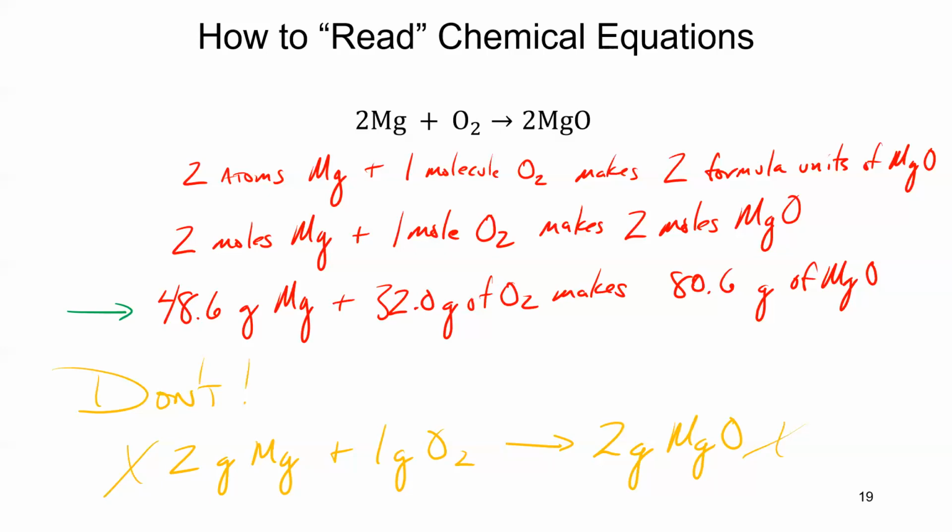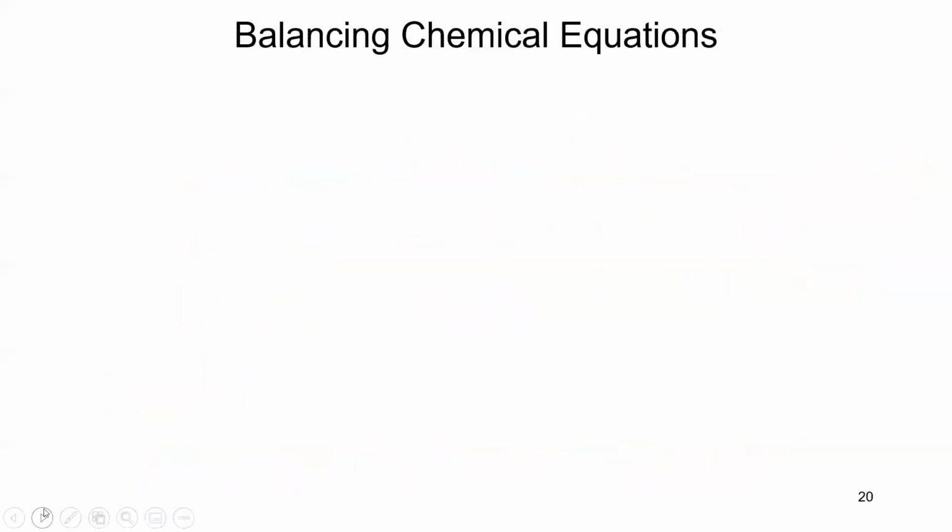All right. So using and balancing chemical equations, we need to make sure that we are manipulating the pieces of a chemical equation correctly. So first we need to start with the correct formulas.